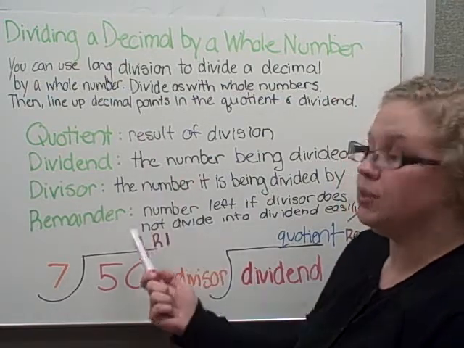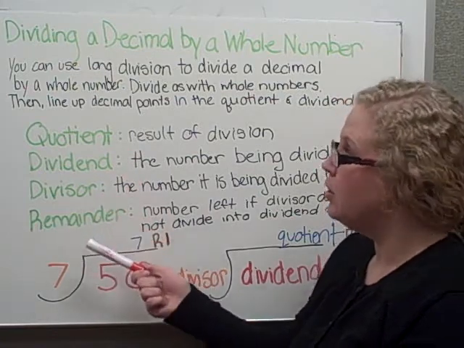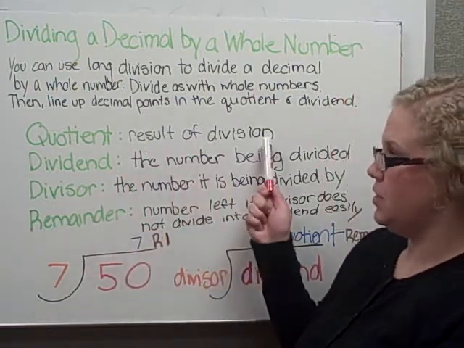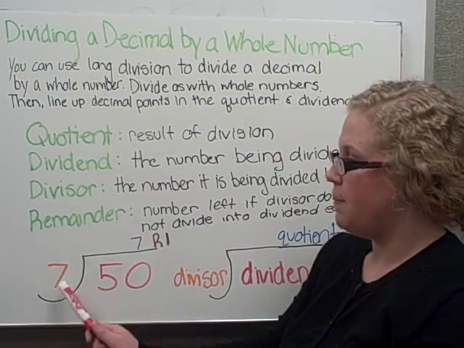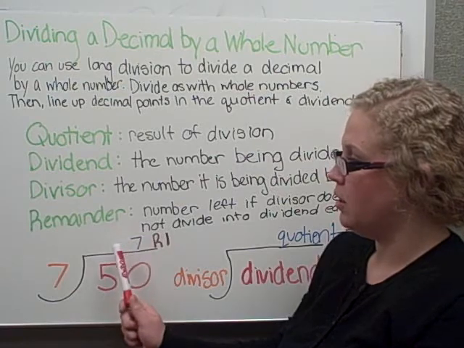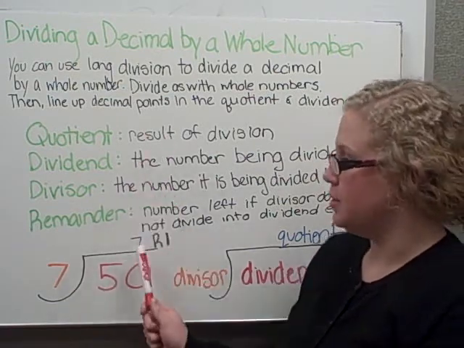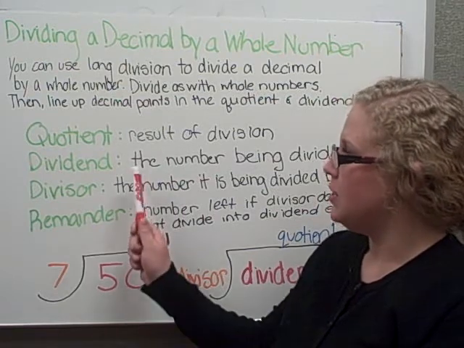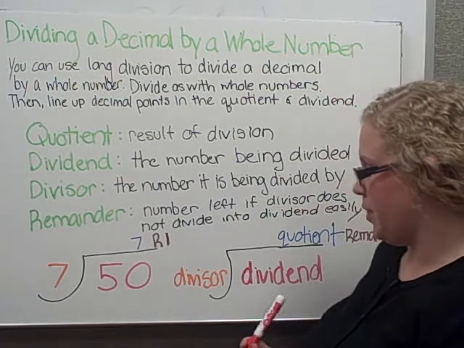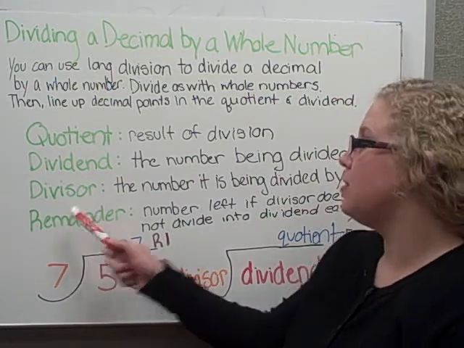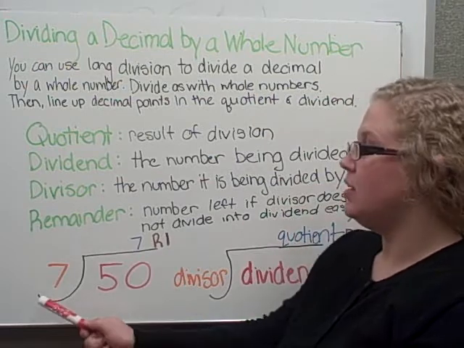I've given you some definitions here of a quotient, dividend, divisor, and remainder. Quotient is the result of the division. So in our problem here, we're dividing 50 by 7 for the answer of 7 with a remainder of 1. Our quotient is going to be 7. Our dividend, the number being divided, is going to be 50. Our divisor, the number it is being divided by, is 7.